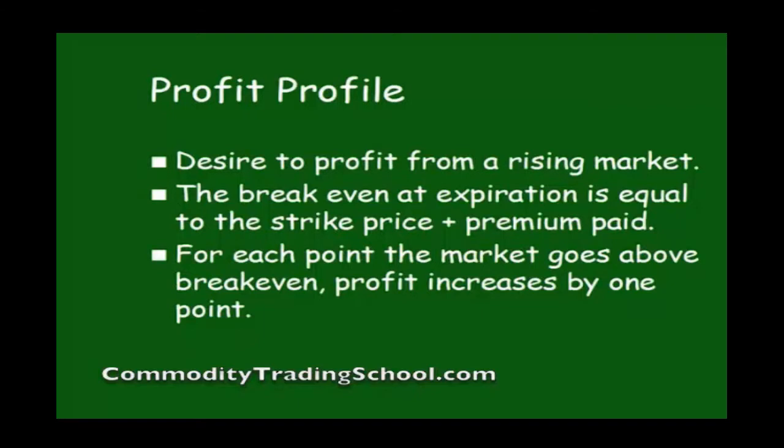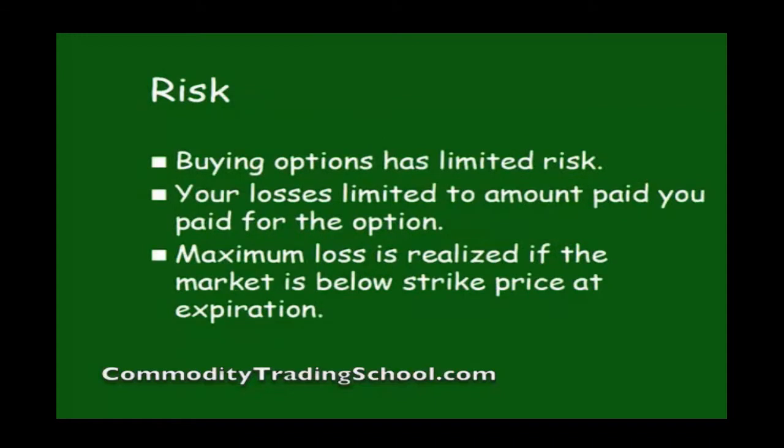The break-even at expiration is equal to the strike price plus the premium paid, as well as commission costs. For each point the market goes above the break-even, your profit will increase by 1 point, the same as a futures contract. Now, the risk: buying options, being long an option, does have limited risk. Your losses are limited to the amount you paid for the option plus commission and fees. Your maximum loss is realized if the market is below your strike price come option expiration.